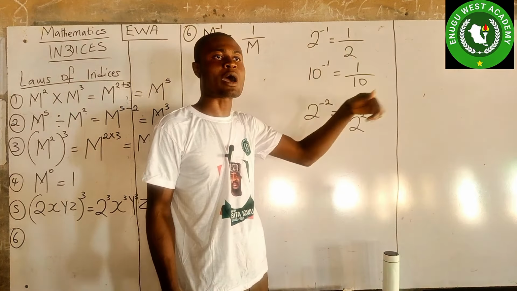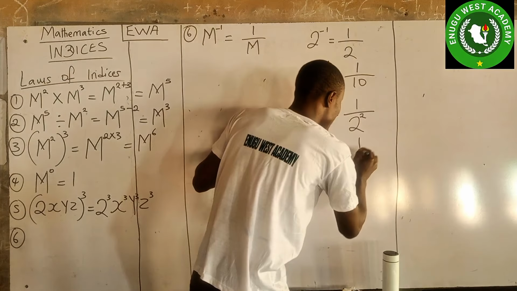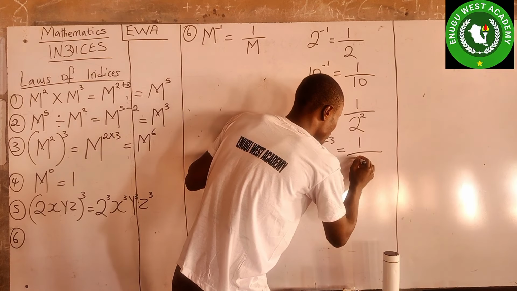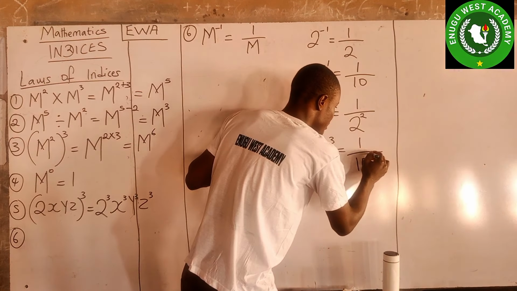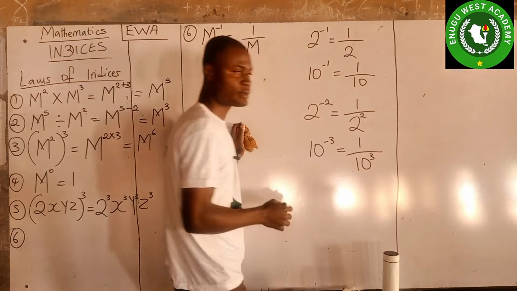But if you have 10 raised to power minus 3, it will be equal to 1 over, now you write 10 raised to power 3. Just like 2 raised to power minus 2. We are having 1, the power minus will change to 1 over this 2 raised to power 2. So we call it the negative index or reciprocal law.